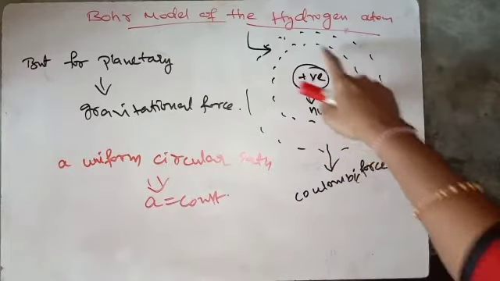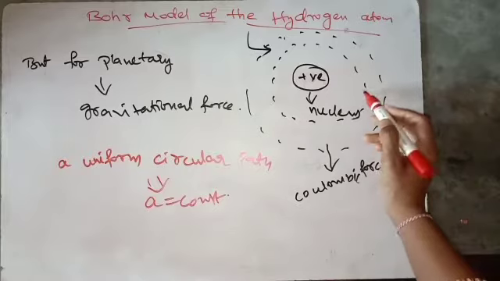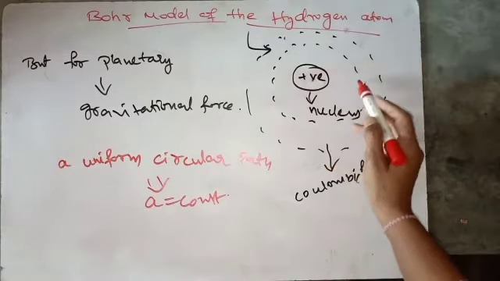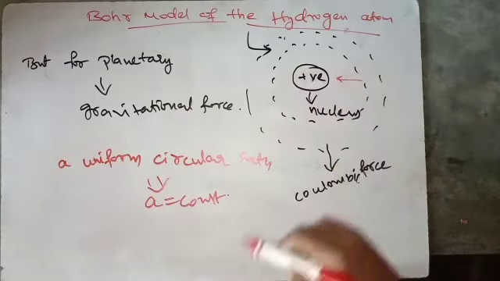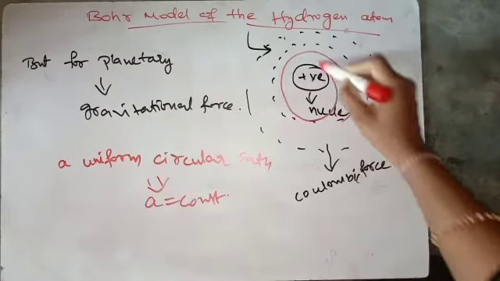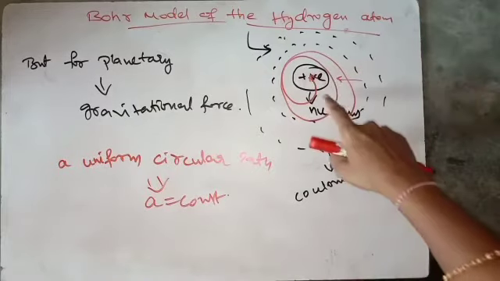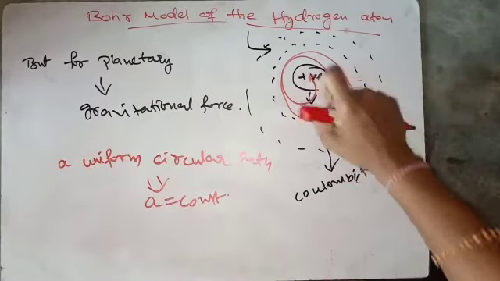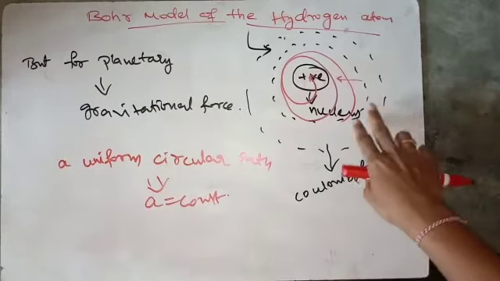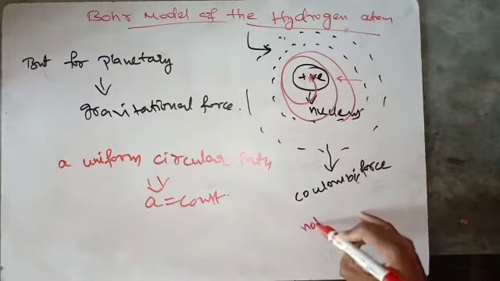Here the electrons are revolving in a circular path around this nucleus. They are accelerated continuously towards the nucleus. That means these electrons are spiraling towards the nucleus and they will fall into it. Therefore this system is not a stable system.